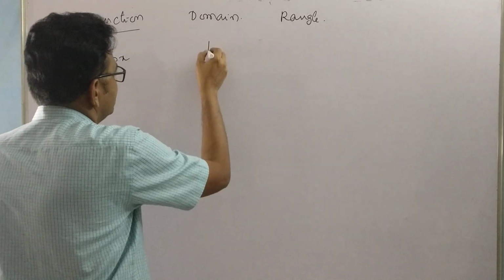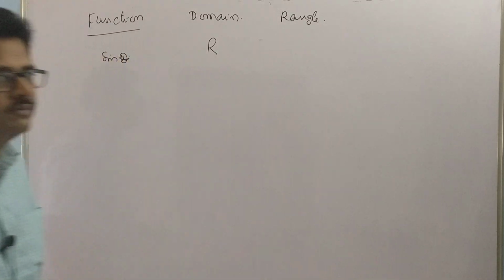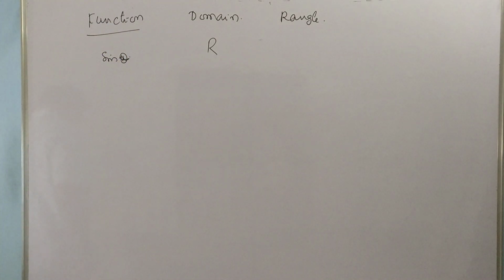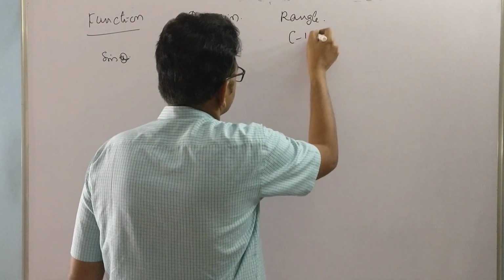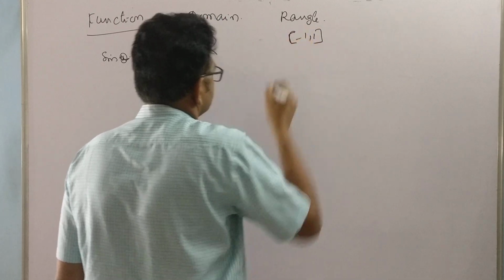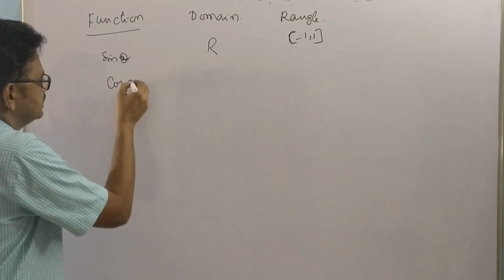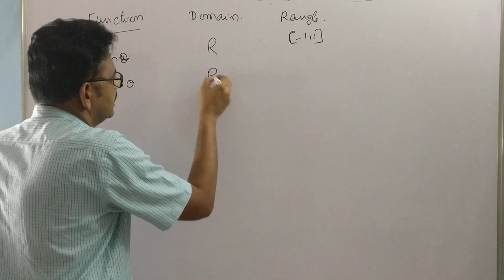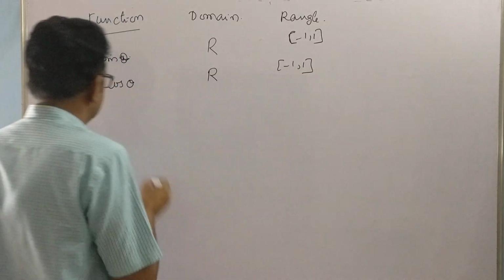Domain is the set of all real numbers. Sine function, domain is the set of all real numbers. Range is minus 1 to 1, closed interval. And the cos function, suppose cos theta: domain is R, range minus 1 comma 1.